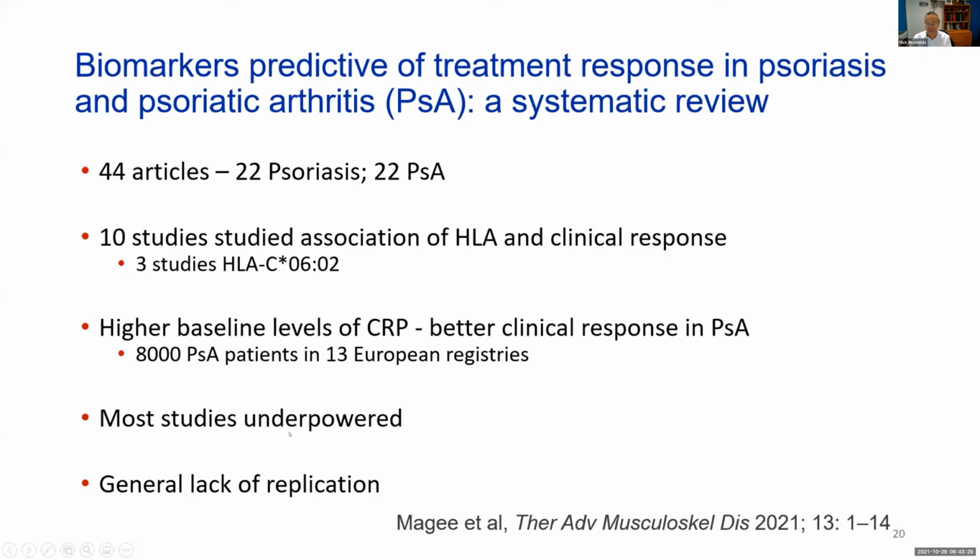In general, though, this review concluded that most studies are underpowered, and in general, there's a lack of replication.